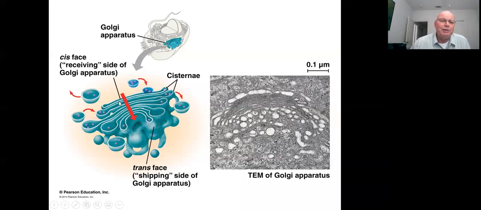Eventually, they're going to be repackaged into more transport vesicles that are going to ship them onwards from the shipping face of the Golgi apparatus onto their final destination, which, as I indicated earlier, is most likely to be the plasma membrane, but may not always be the plasma membrane. So that's the Golgi apparatus.